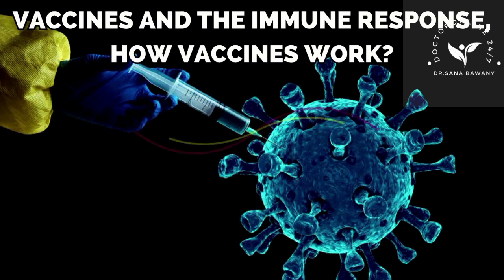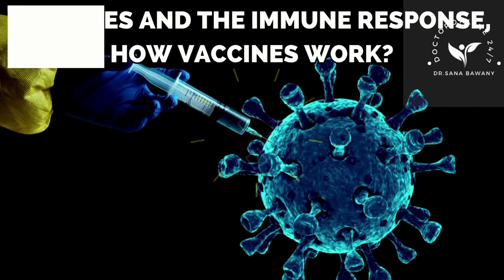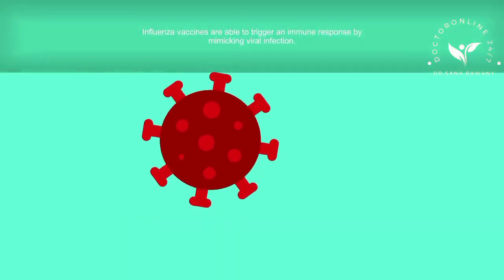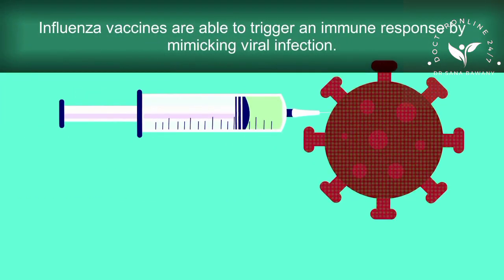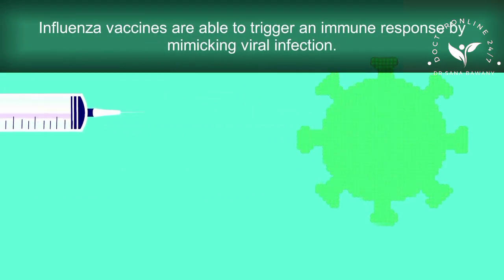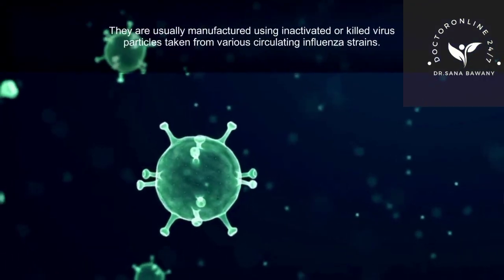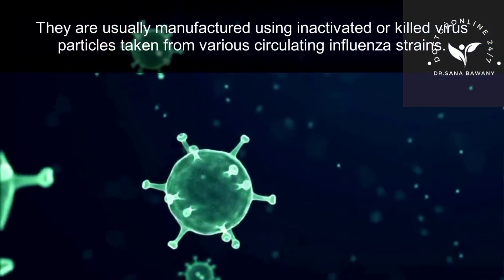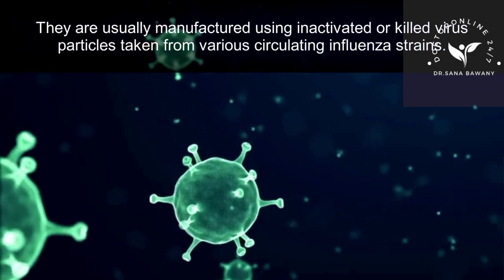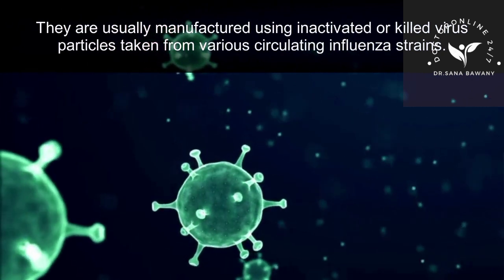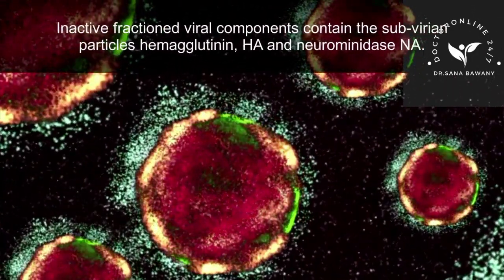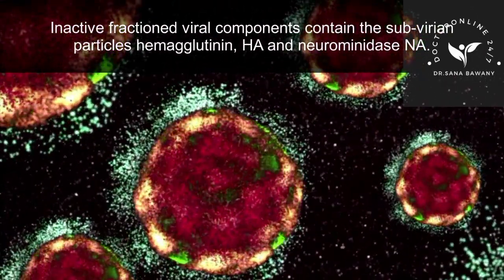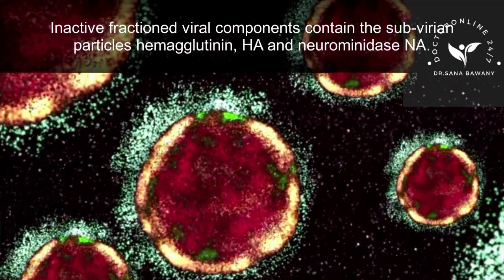Today I'm going to tell you about vaccines and the immune response, how vaccines work. Influenza vaccines are able to trigger an immune response by mimicking viral infection. They are usually manufactured using inactivated or killed virus particles taken from various circulating influenza strains. Inactive fractioned viral components contain the subvirion particles hemagglutinin (HA) and neuraminidase (NA).